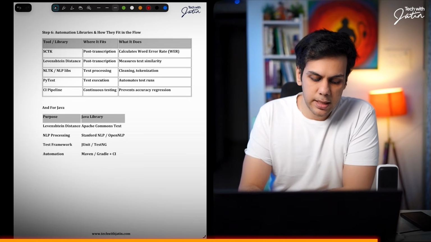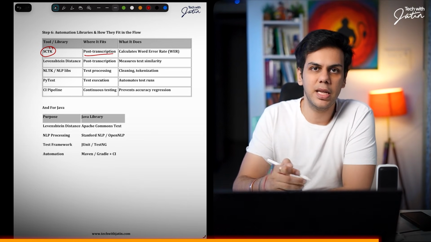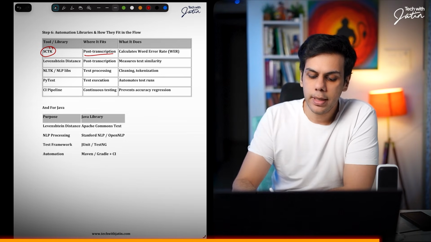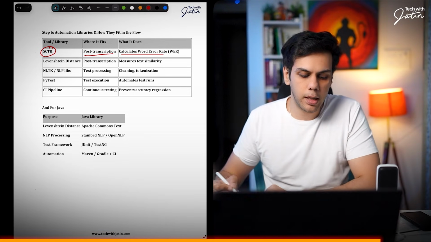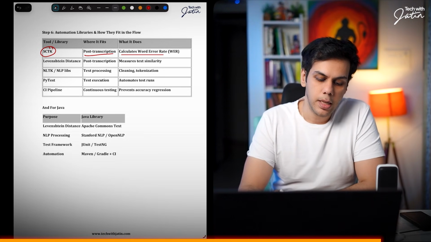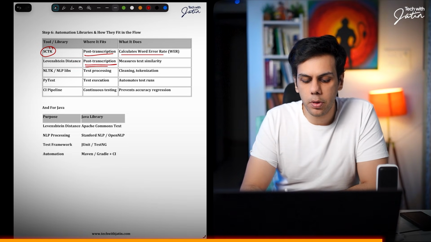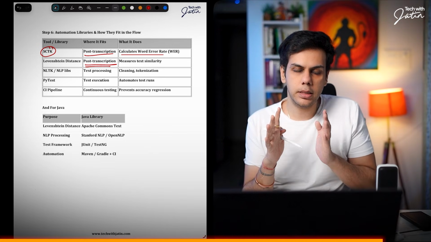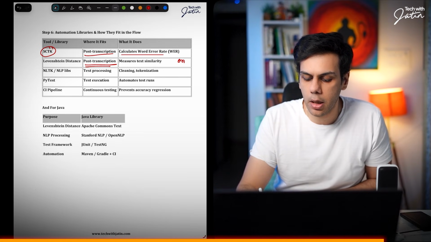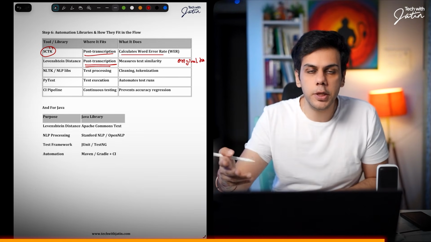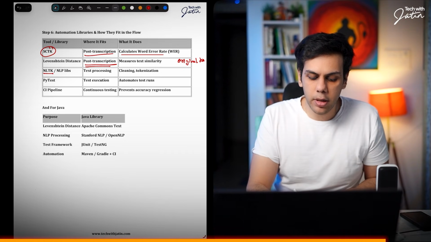The first one is the SCTK library, which is going to be used for post transcription, meaning once the transcription is created, it's going to calculate the word error rate. So if we want to calculate the word error rate of the transcribed file, you can use the library called SCTK. Then we have the Levenshtein distance, which is again used post transcription, to check the similarity between the original text, or the speech, and the transcribed text.